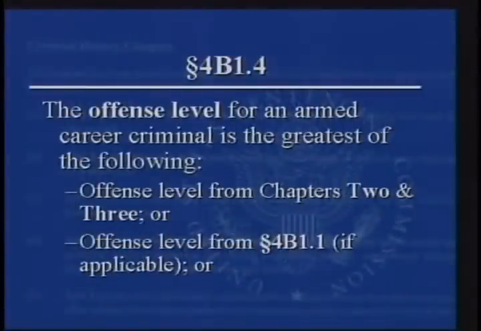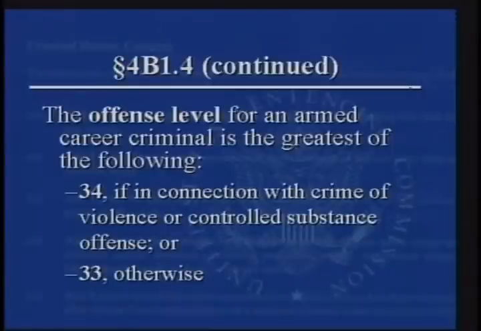The offense level for an armed career criminal is determined by choosing the greatest of the following items. First, once we've determined the offense level from Chapters 2 and 3, we need to look at that total offense level. Or we look at the chart in Guideline 4B1.1 for a career offender, provided that the defendant meets the qualifications of being a career offender. Or a 34 if the defendant possessed the firearm in connection with a crime of violence or controlled substance offense. Or in any other situation, the offense level would be a total of 33.